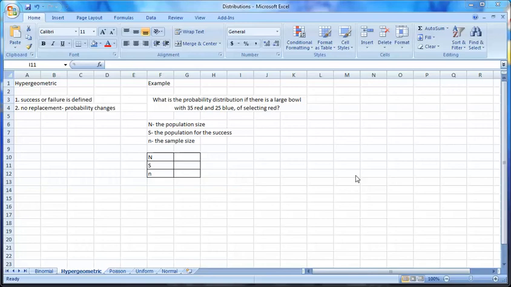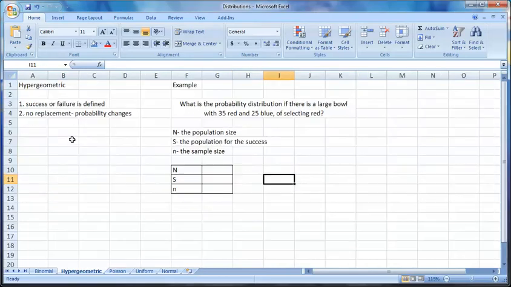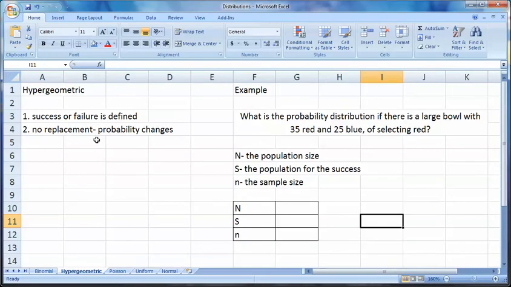The hypergeometric distribution is the next section we're going to be looking at. It's on the next tab here. It's similar to the binomial distribution in that you have a success or failure that is defined. But what's different is there is no replacement, so the probability changes. For example, you're shuffling a deck of cards. As you're pulling out cards, the probability changes as cards are pulled out from the deck.